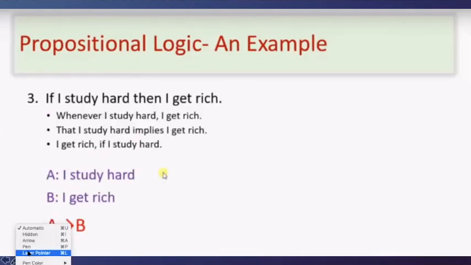Go to another example here. If I study hard, then I get rich. So what are the different interpretations we can do? The first interpretation is, whenever I study hard, I get rich. Or I can say that I study hard implies I get rich. Or I can say that I get rich if I study hard. So all these sentences will be represented by the symbol A implies B.